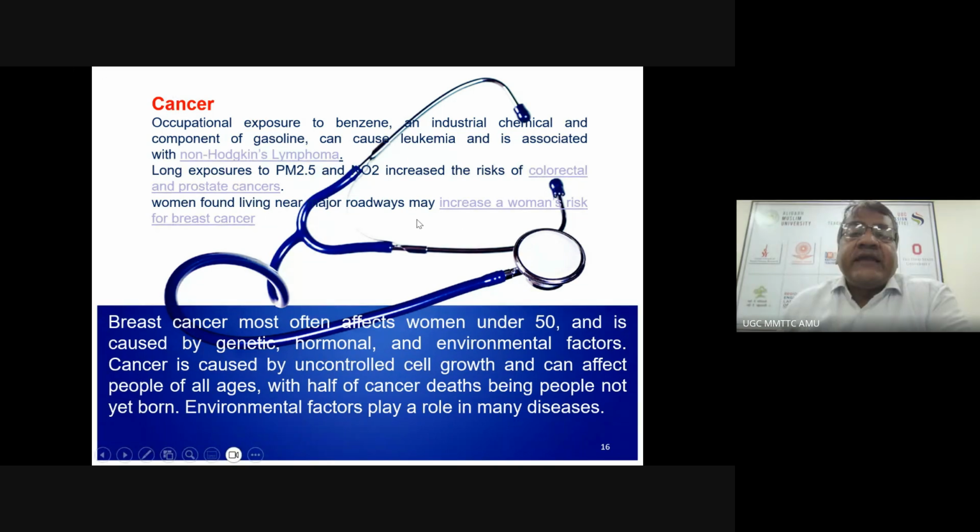These two increase the risk of colorectal cancer. Colo is the large intestine. We have the small intestine and the large intestine in our body, and this colorectal area is basically for storing fecal matter. So long exposure to PM 2.5 and NO2 increases the risk of colorectal and prostate cancer.